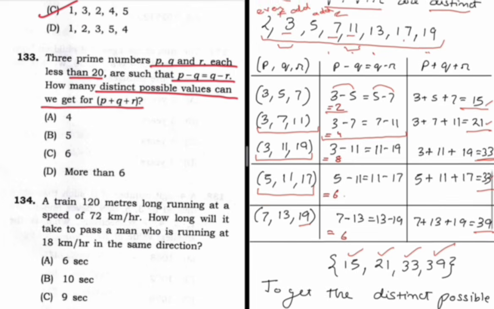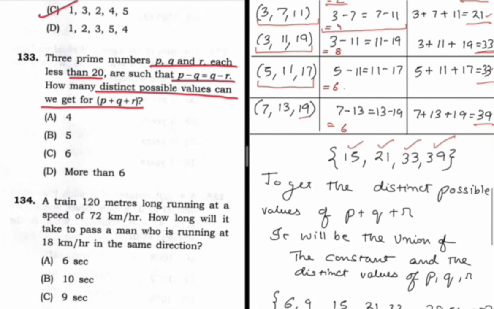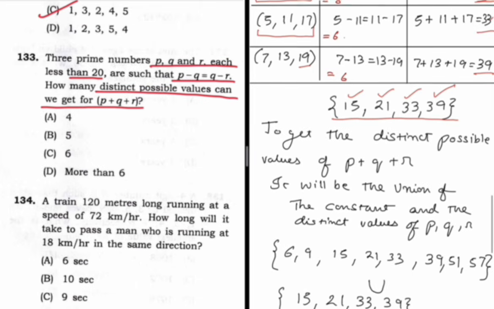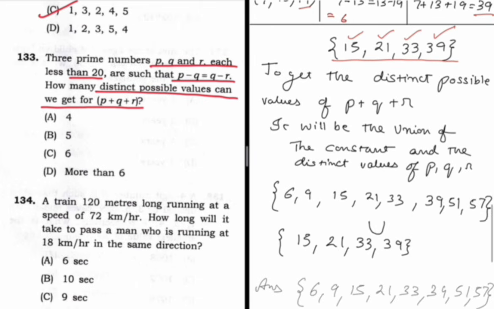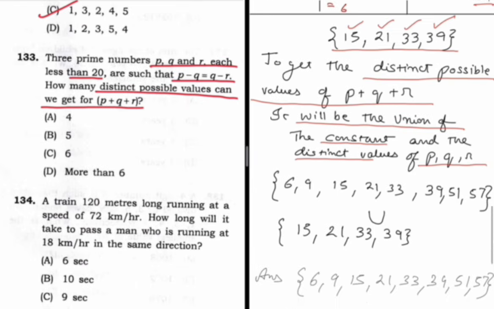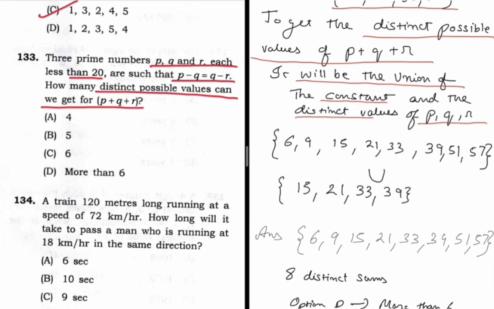Now to get the final answer, the distinct possible values of P plus Q plus R, we will be doing the union of the set when P, Q, and R are constant and the set when P, Q, and R are distinct. So I have listed out the previous sets again. This is the set when P, Q, and R are constant, and this is the set where P, Q, and R are distinct.